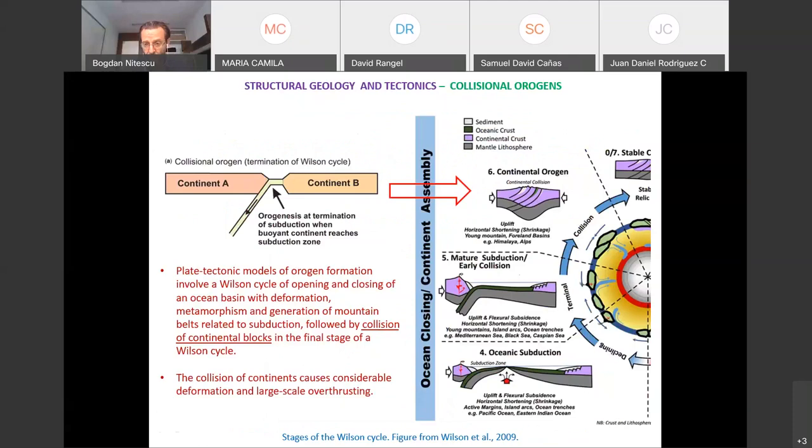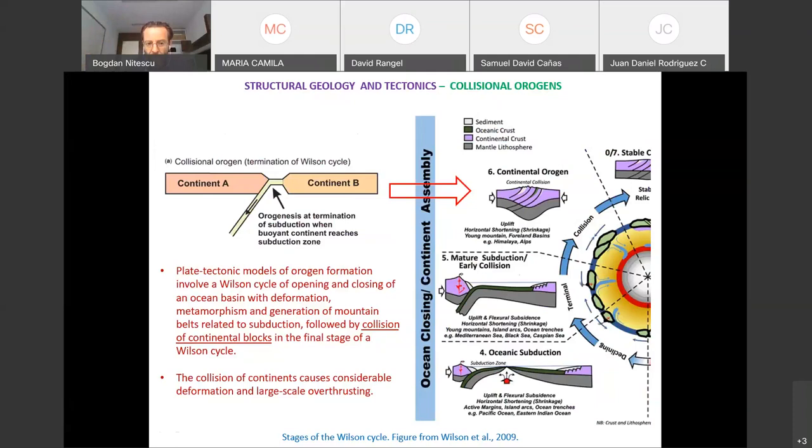Accretionary orogens, as we discussed, are just a stage in a larger evolution. That's why I discussed this Wilson cycle or supercontinent cycle. And at some point, the oceans disappear and we get the continental masses colliding. And that's basically the final stage in this evolution, the collisional orogen.